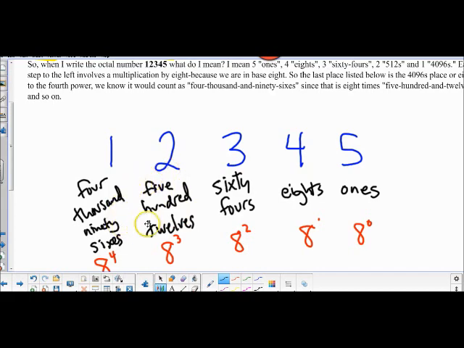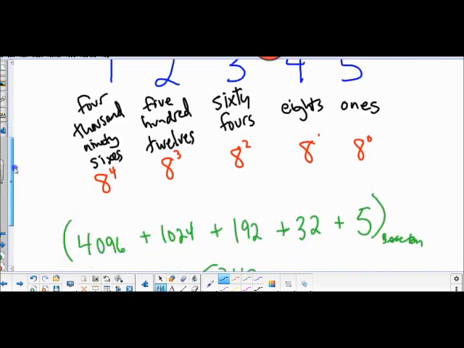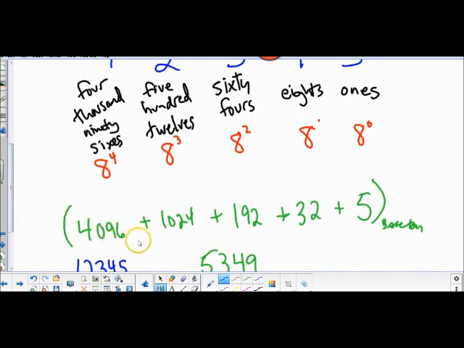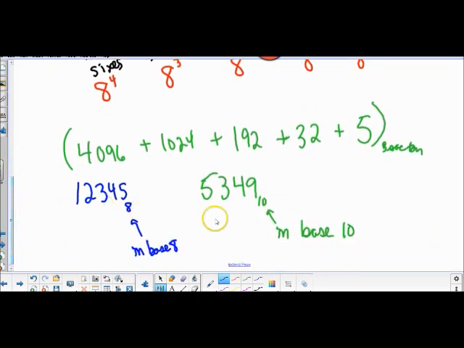Two of those. And then that times 8 would be 8 to the fourth, or 4,096, and there would be one of those. So this wouldn't be 12,345. This would be 4,096 plus 2 times 512 plus 3 times 64 plus 4 times 8 plus 5 times 1. And that would be equivalent in base 10 to 5,349. So this in base 8, 1, 2, 3, 4, 5, would be equivalent to that.